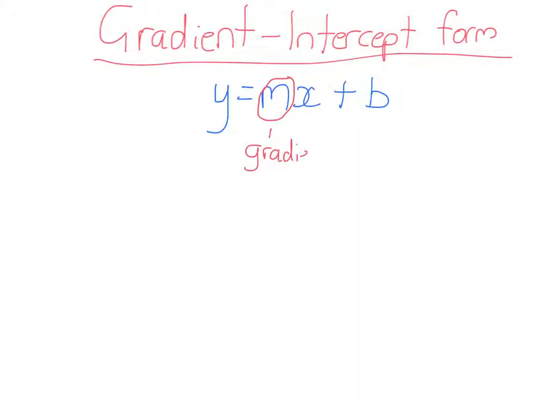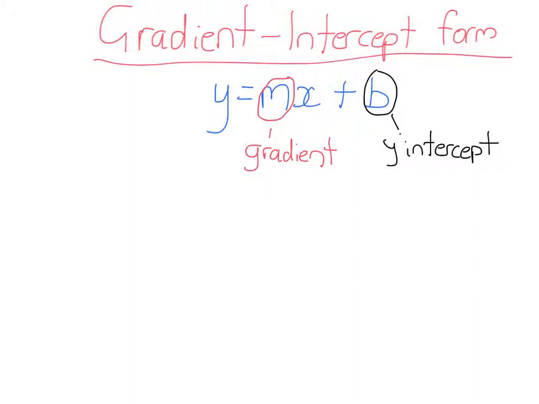And we know what that means. It's the rise over the run, how quickly the y value is changing, how steep the line is. That's what that value indicates. Now the b value, so the value that's not attached to the x, is the y-intercept. And the y-intercept, as you may recall, is the point where the line hits the y-axis.